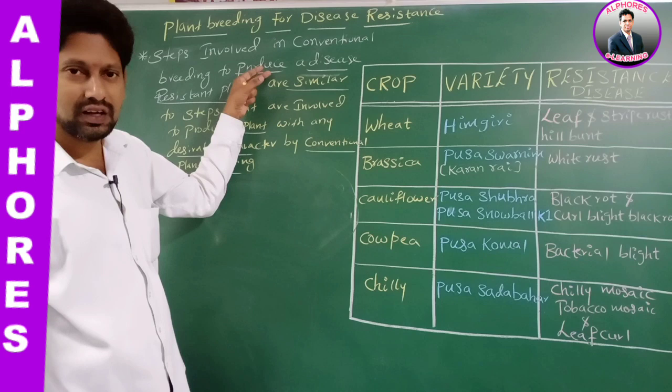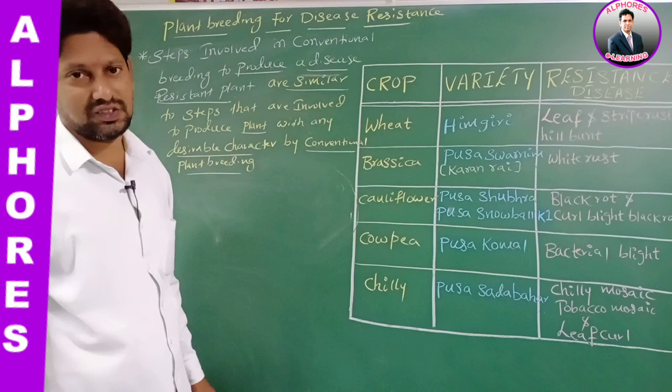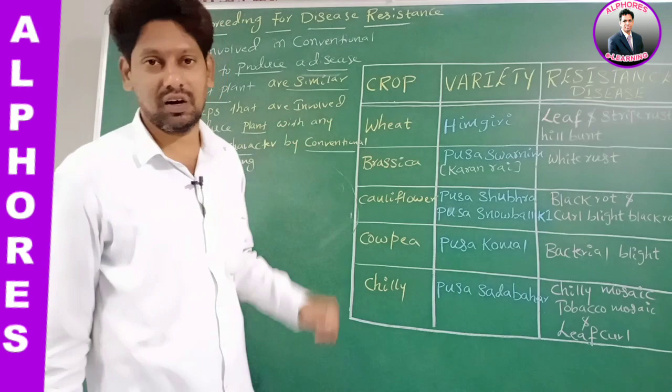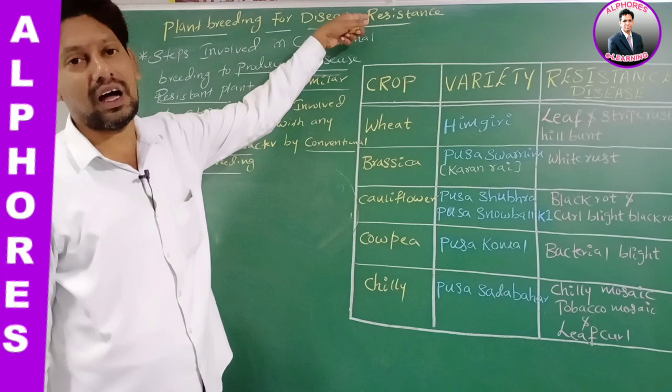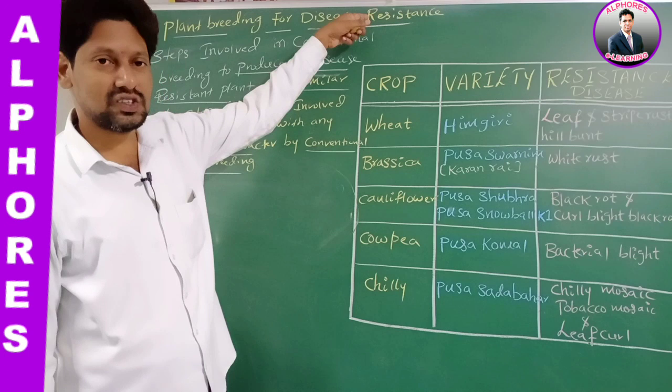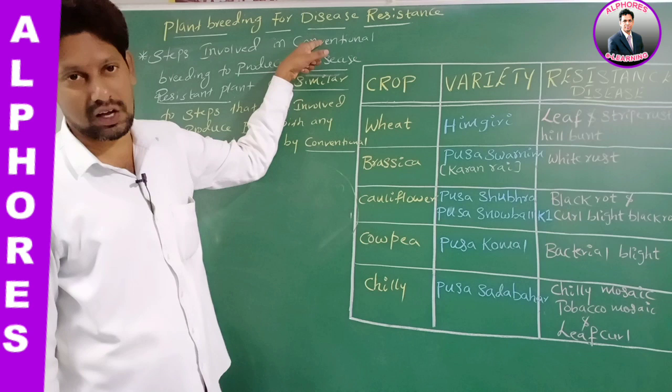Now listen to this statement. We are discussing plant breeding for disease resistance. It means here we should make the plant disease resistant. What is the desirable character here? The desirable character is disease resistance. It means now we have to screen the plants having disease resistance. What is the first step in conventional plant breeding? Collection of genetic variability. What is the second step? Evaluation and selection of parent plants.